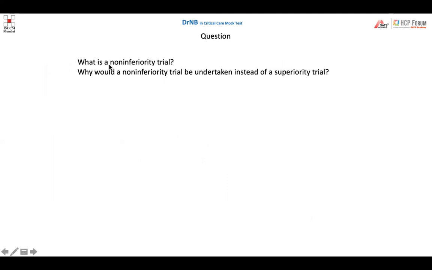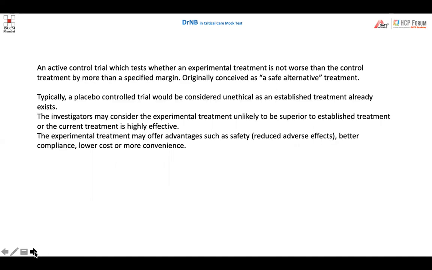What is a non-inferiority trial, and why would a non-inferiority trial be undertaken instead of a superiority trial? When an experimental treatment is not worse than the control treatment by more than a specified margin, and a safe alternative treatment is available, a placebo-controlled trial would many times be considered unethical. If an established treatment already exists, investigators often consider the experimental treatment unlikely to be superior to the current treatment, which is highly effective. The experimental treatment may offer advantages like safety, fewer adverse effects, better compliance, lower cost, or more convenience. In those cases, we use a non-inferiority trial.